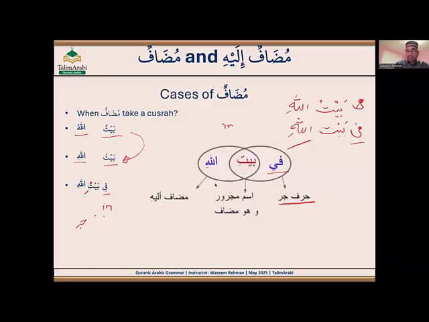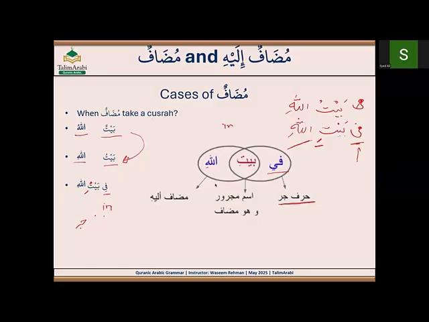Whenever the preposition, in English we say preposition, but in Arabic we say harf jar. So fi is a preposition. Whenever a preposition, or harf jar, comes before an ism in Arabic, that harf jar converts that ism into jar status. So now it will not be called Baitullahi anymore, because a harf jar is coming before it. So fi Baitillahi, in the house of Allah. That's how you see the mudaf now is coming with a kasra.